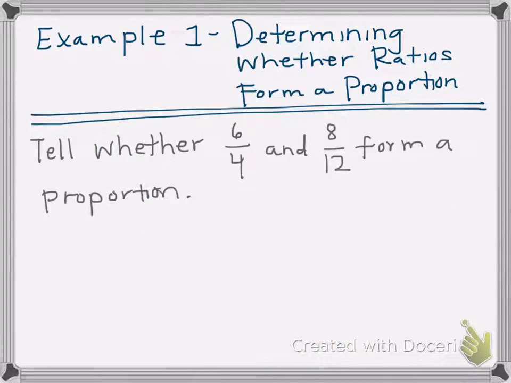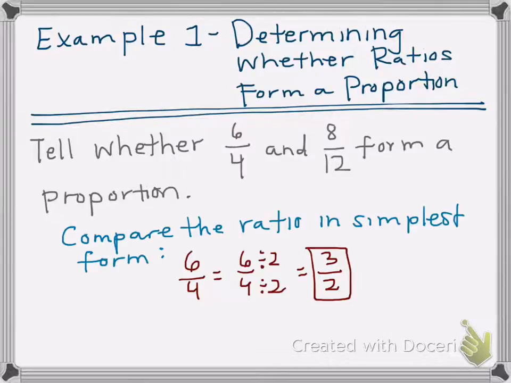Example 1, determining whether ratios form a proportion. Remember, proportions are fractions or comparisons that are equal to each other. So example 1 asks us to tell whether 6/4 and 8/12 form a proportion. Well, what we do here is we simply compare the ratio in simplest form. So to compare them, they must be in simplest form. So please notice that 6/4 in simplest form is 3/2, because we divided the numerator and the denominator by 2.